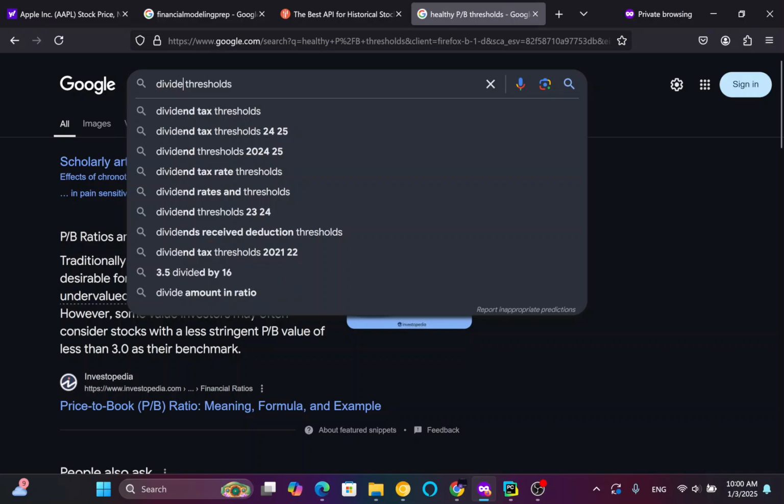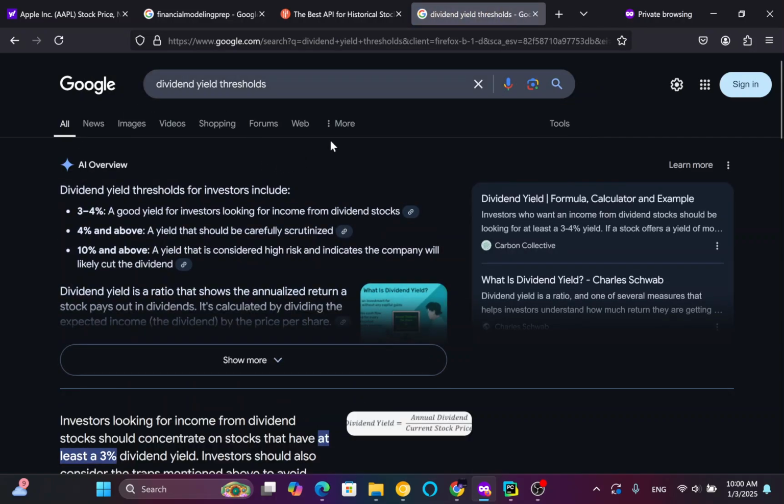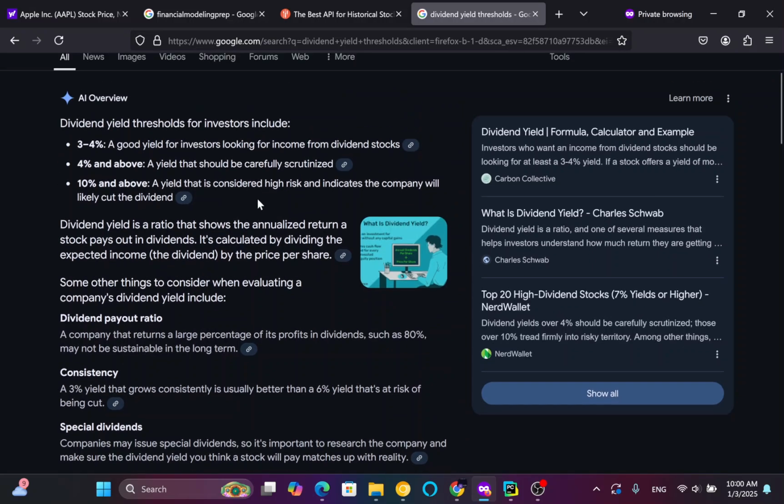Checking one more time. A dividend yield of 3 to 4% is a good yield for investors who are looking for income from dividend stocks. 4% and above is a yield that should be carefully investigated, and 10% and above is considered high risk and indicates the company will likely cut the dividend.